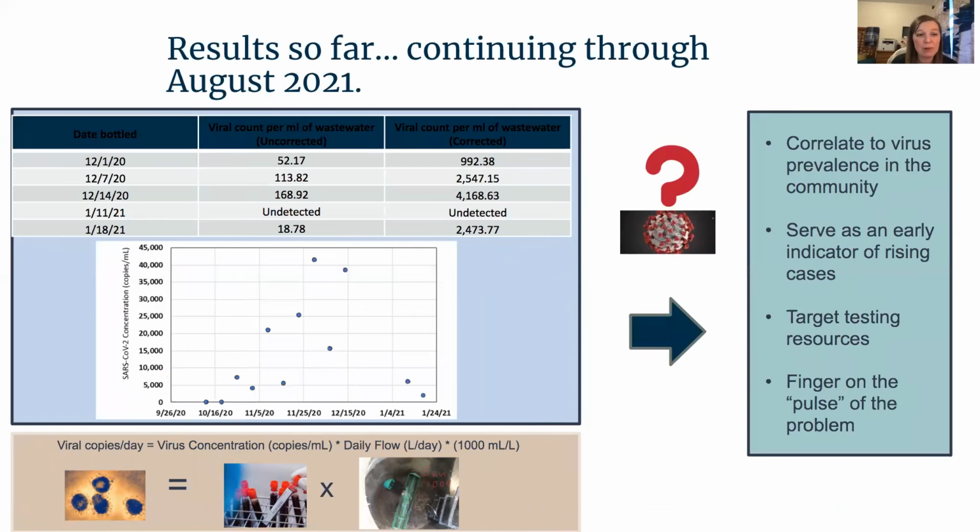And again, some of the results so far, you can kind of click through this if you'd like. The top table is we have a shorter period of record for this particular partner. And the graph on the bottom is from a different treatment plant. So we've got two partners. I just have taken out the information for which one is which. But this is basically the information that we've given back to them so far. We have uncorrected and corrected concentrations that we're sharing.